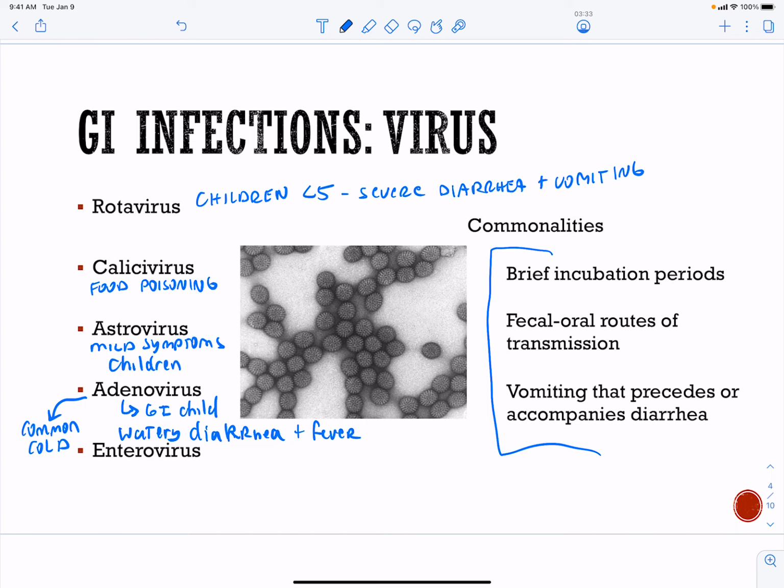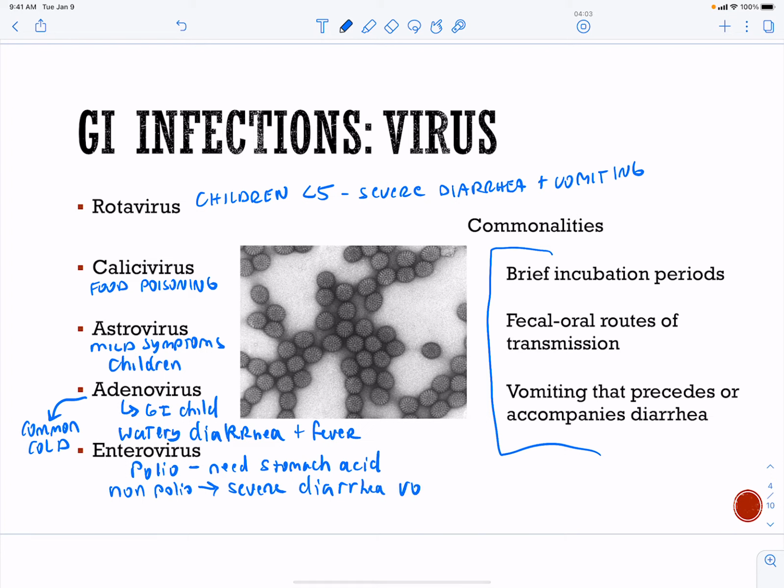And then we have our enteroviruses. This can be polio or non-polio. Polio needs stomach acid to be activated. And then non-polio are going to cause severe vomiting, diarrhea, and fever. And we have coxsackievirus, which is a non-polio enterovirus type A16. That is the hand, foot, and mouth disease.